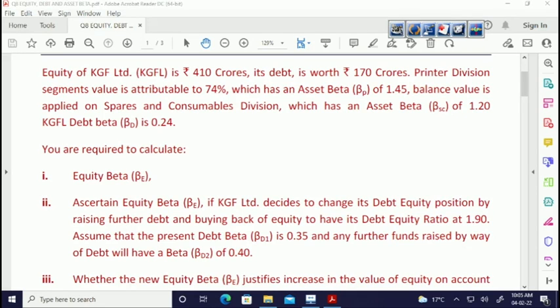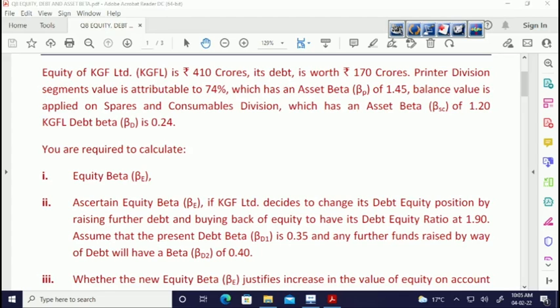One of the businesses, the assets that the company has, is printer, which has an asset beta of 1.45, the business risk 1.45. The balance value is applied on the spares and consumables divisions. There are two businesses in which the company is. One is the printer division, the other is the spares and consumables, and the spares and consumables has an asset beta of 1.2. So printer division is more risky, while spares and consumables is less risky. The overall risk on the asset side is obviously 0.74 into 1.45 plus 0.26 into 1.2. It's also saying that debt beta is 0.24. That's the new thing. Usually it is not given.